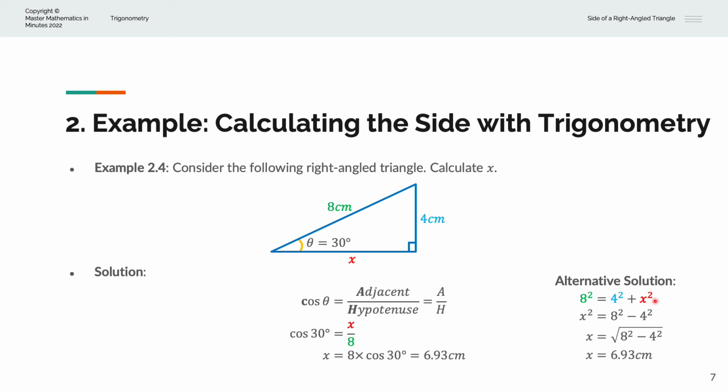x squared. And solving for x squared, that is equal to 8 squared minus 4 squared. And x is equal to the square root of 8 squared minus 4 squared. And simplifying that, we have x is equal to 6.93 centimeters, and this answer matches the previous answer that we had.